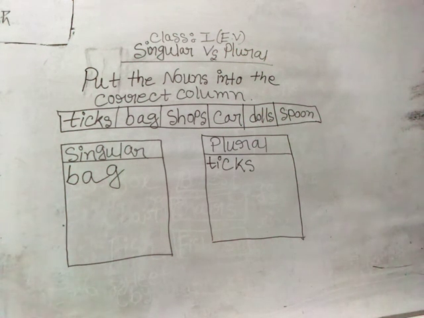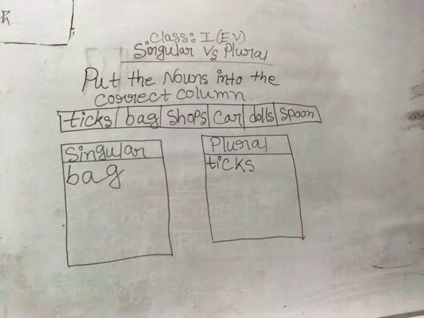Now coming to the next. What we see here, the very first clue was ticks. Seeing the S, we placed it in the plural. Similarly, the second one was bag. As there's no S at the end of the word, we can understand bag means only one bag. If it is about only one thing, then it should be placed in the singular column. So we have placed the bag into the singular column.